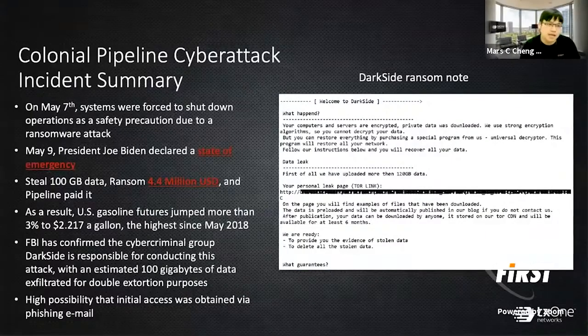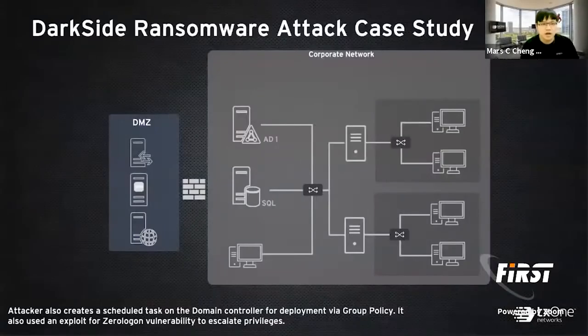And on May 7th, the system was forced to shut down operations as a safety measure due to the ransomware attack. And on May 9th, President Joe Biden declared a state of emergency. Not only did the ransomware encrypt the data, the attacker also stole about 100 gigabytes of data and deployed it to the dark web, and they tried to demand a ransom of 4.4 million USD, and the pipeline company paid it.